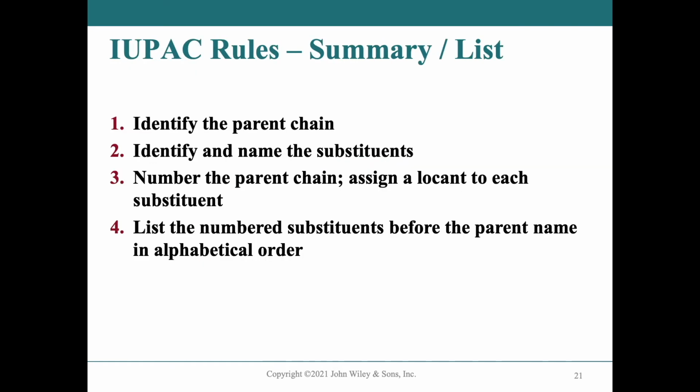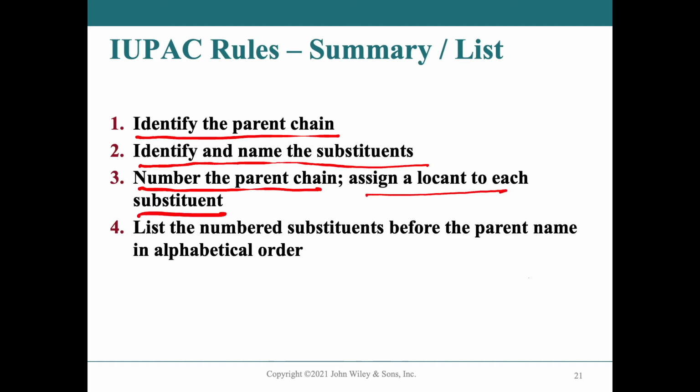Okay. So here's a summary. The first thing you do is identify the parent chain, and that's the longest chain of carbons. The next thing you do is identify the name and the substituents of that chain of carbons. After that, you number the carbons and assign the numbers so that the substituent gets the lowest number. And then you list the numbered substituents before the parent name in alphabetical order, which we've been doing, but that's just a summary of what you need to do.